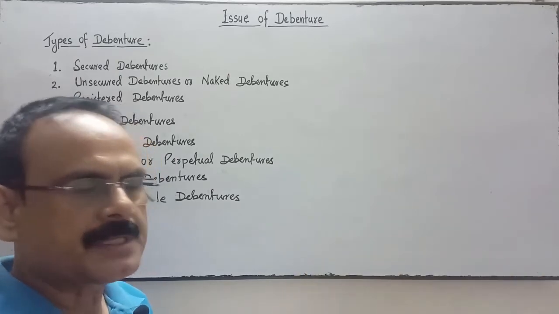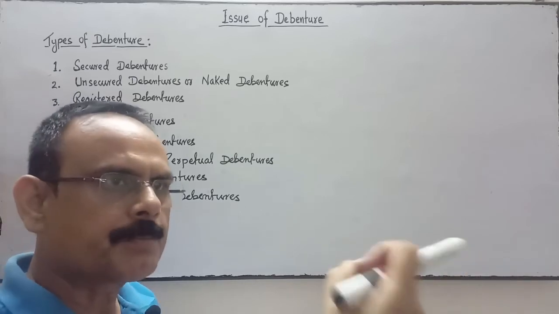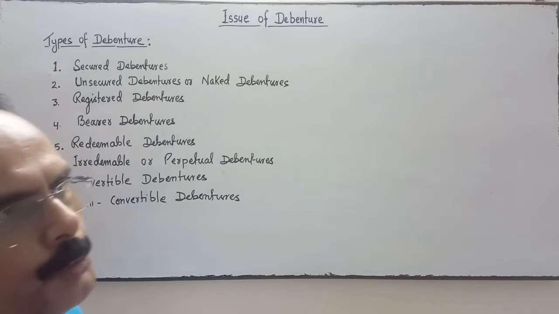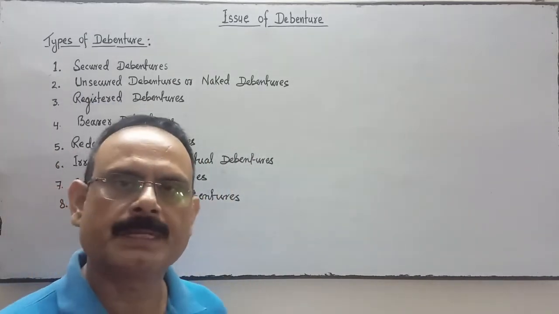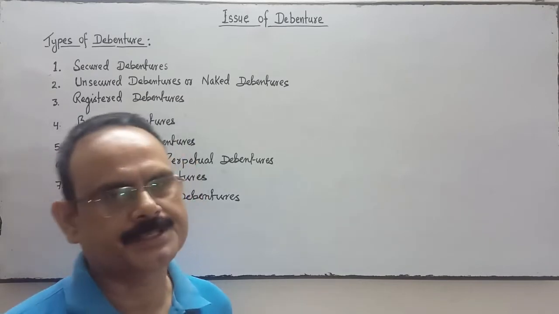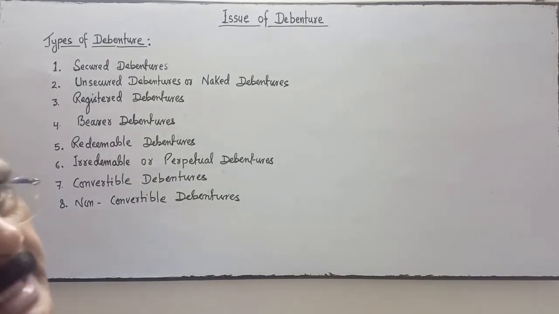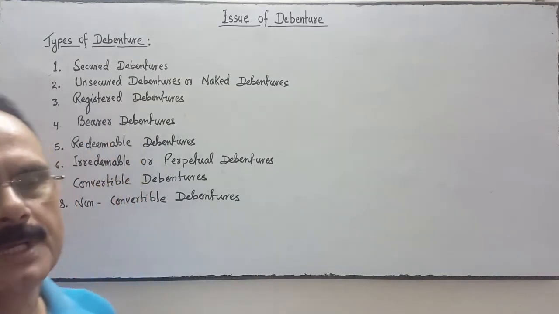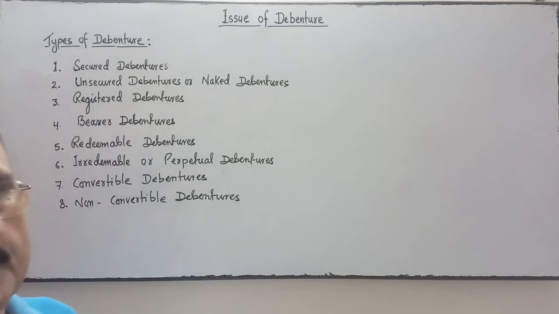Because the debenture is a certificate, there is a coupon attached. So whosoever produces the certificate or the coupon, that person will get the interest and the principal amount of the debenture. So this is just the opposite of the registered debenture. That's why it is called bearer debenture. It is easy to transfer because the name and address of the debenture holder are not registered in the register of the debenture holder.